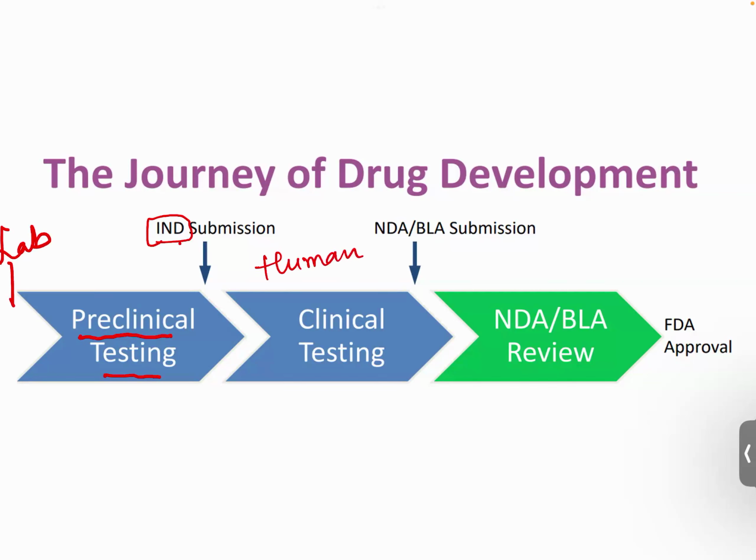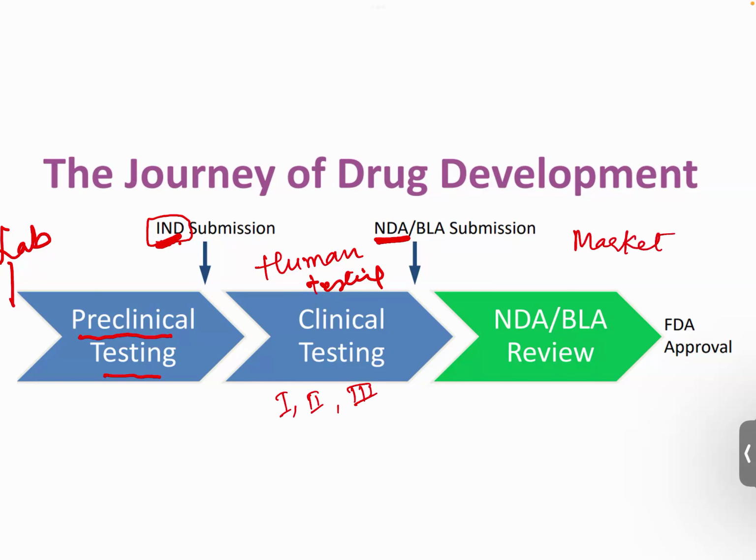So the human testing is important. But before you go for human testing, you need to have permission from the government. That is what is called IND submission or IND application, investigational new drug application, right? Once all phases 1, 2, and 3 are done and your clinical testing is successful, then you can follow through with the NDA application because we want to come into the market.